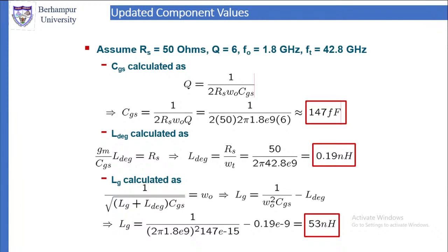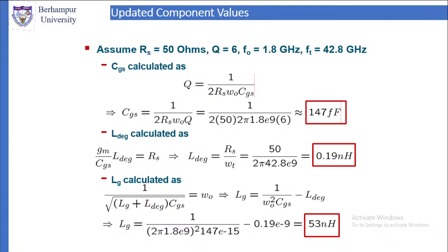From that you will find out CGS is equal to 1 upon 2 RS omega 0 Q. We know what is RS, we know what is omega 0, we know what is Q. Put those values, CGS is equal to 147 femtofarad. And LDEG, that we will get from this formula: Gm by CGS equals omega t, and LDEG is equal to RS by omega t. Put these two values, LDEG is equal to 0.19 nanohenry.